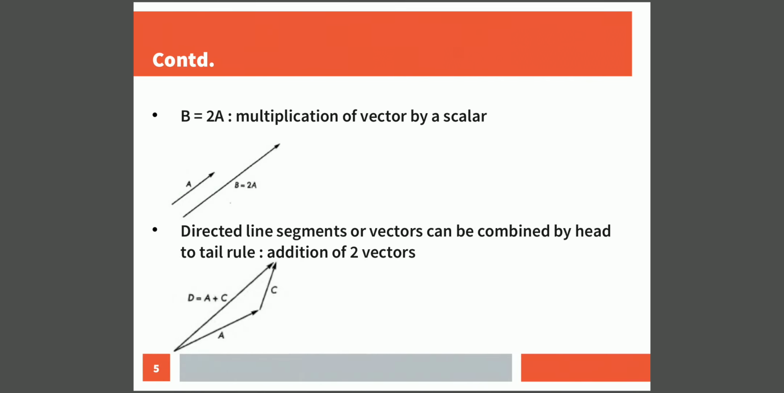Then here we are considering some of the operations which are supported by vectors. The first operation we can perform on a vector is multiplication of a vector by a scalar. Here we have considered a vector called A, that is nothing but a line segment, and we are considering a scalar value 2. When we multiply vector A with the scalar value 2, we are going to get a new vector or a new line segment. We'll call that line segment B. So B will be represented as B equal to 2 into A.